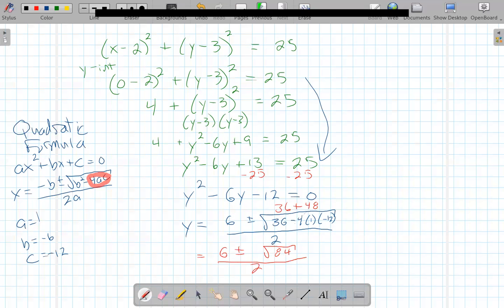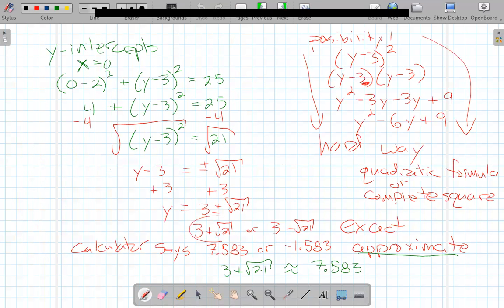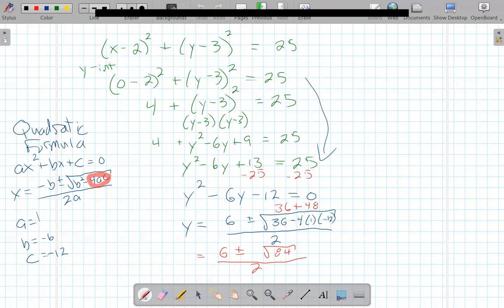That does not look like my answer over here. Okay, so generally with the quadratic formula, we have a little more work to do. So then we have to try and reduce this. So is this an exact answer? Yes. Is it simplified? No. So I have to mess with the 84.